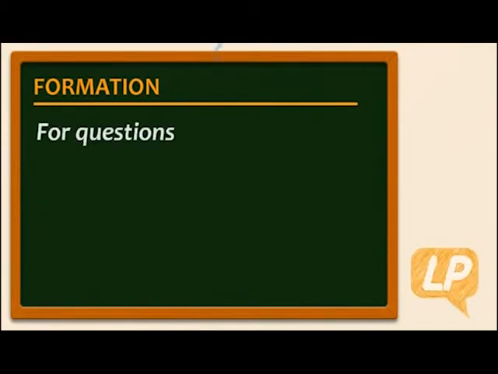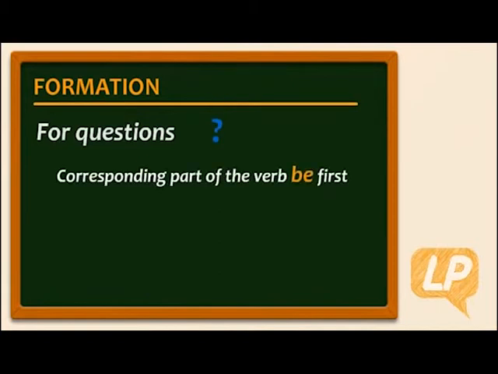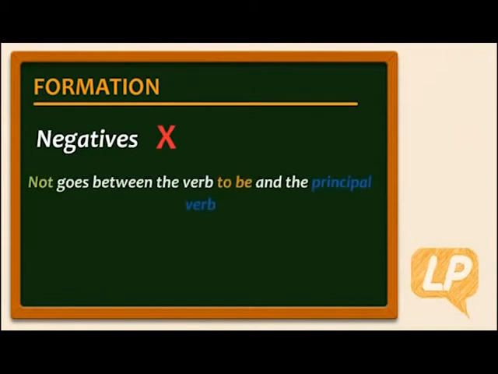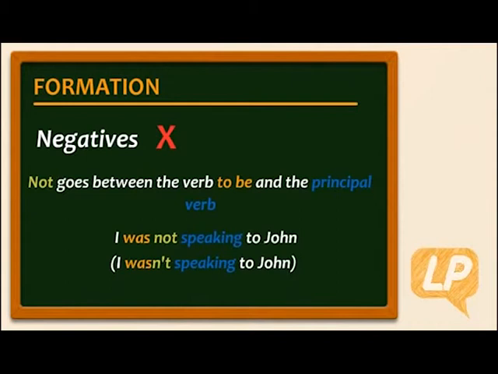A question is formed in the past continuous by putting the corresponding part of the verb to be first. Example: were you speaking to John? The negative of the past continuous is formed by putting not between the verb to be and the principal verb. I was not speaking to John, or, more commonly, wasn't. Right. So, when do we use the past continuous?